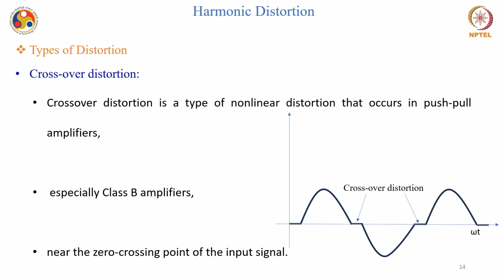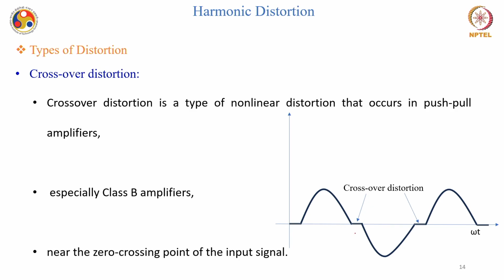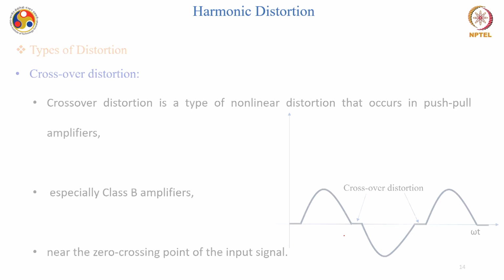distortion. Then we have crossover distortion, which is a type of nonlinear distortion that occurs in push-pull amplifiers. We have seen in the previous class also that many of the terminal stages of the systems that we are seeing have this push-pull amplifier as the last stage. Particularly the class B amplifiers dominate for this kind of application, and this is a typical example of crossover distortion. These areas are known as crossover distortion. So this is very near to the zero crossing point of the input signal.